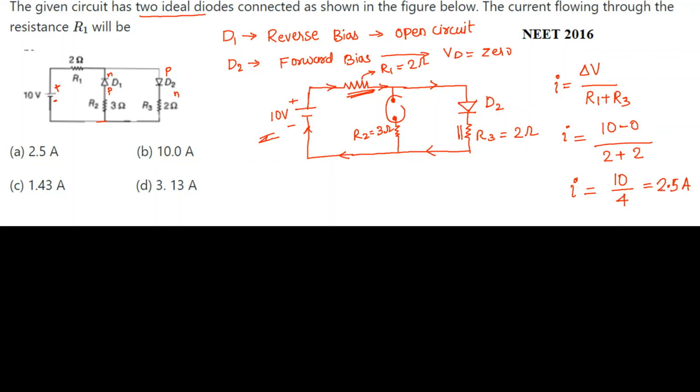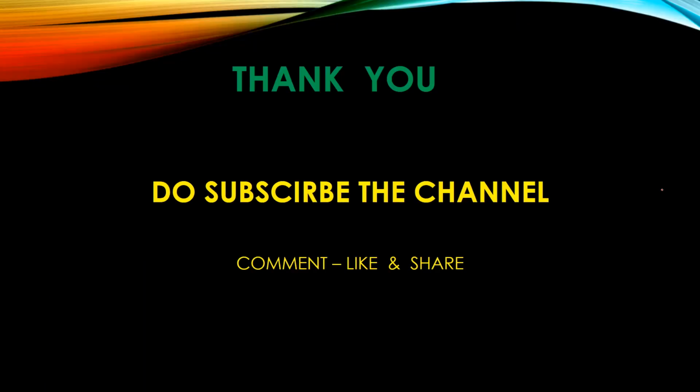I hope you understood this problem and the concept regarding diodes. Whenever a diode is in forward bias, only then will current flow through the diode. And whenever it is reverse bias, no current flows and it will act as an open circuit. I hope you understood this video.